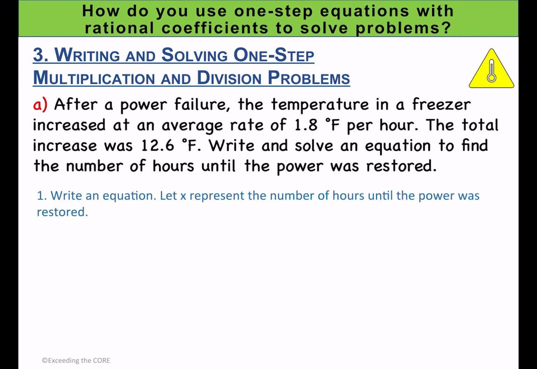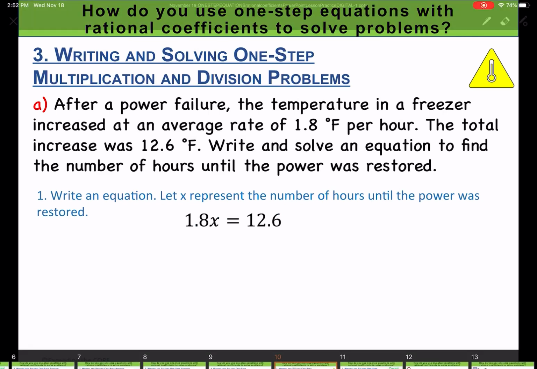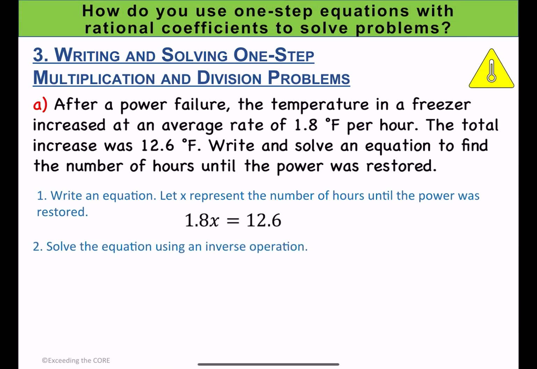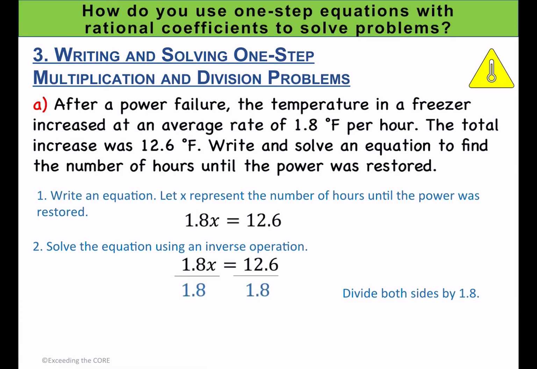So write the equation, let x represent the number of hours until the power was restored. So I have 1.8x equals 12.6. So this is multiplying, right? So the inverse of multiplying is division. So I need to divide both sides by 1.8, and 1.8 divided by 1.8 with the x gets x by itself. And then 12.6 divided by 1.8 is 7. So the power is restored in 7 hours.